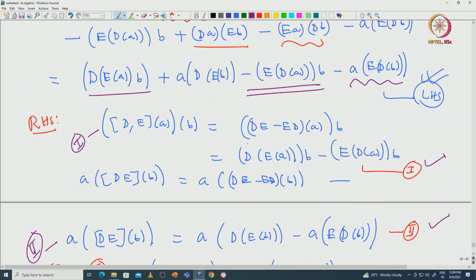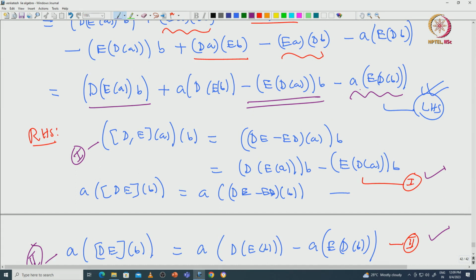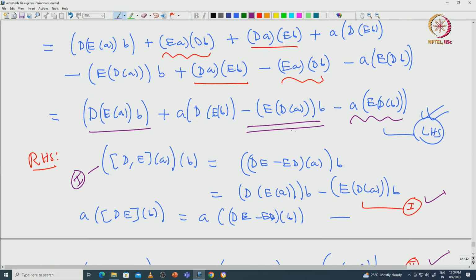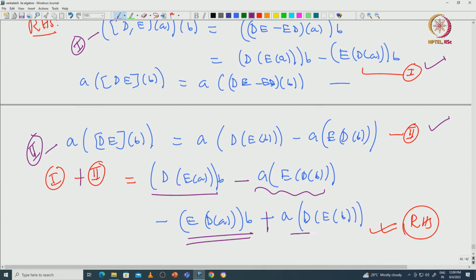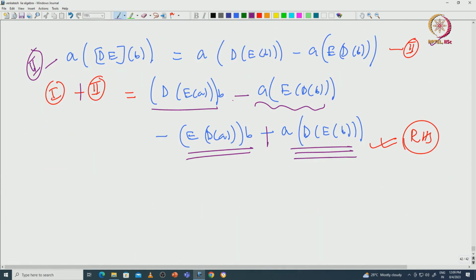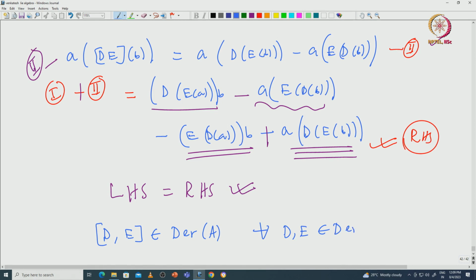So, in the right hand side, yeah. So, this term comes with minus A of E of d of B. So, that comes with minus here and then here again it is plus. So, it is all matching. So, this is the third term, the third term is here. Okay. So, that proves LHS equal to RHS. So, that means this bracket dE is again a derivation for all d, E in derivations. Okay. So, this completes the proof.